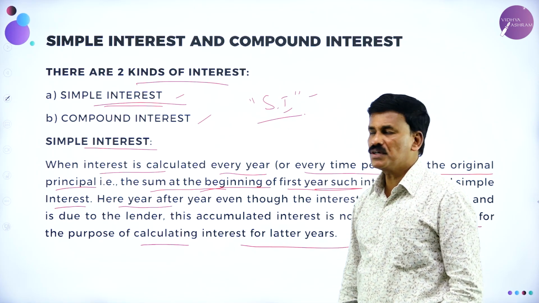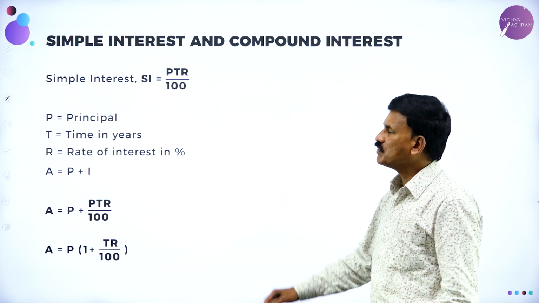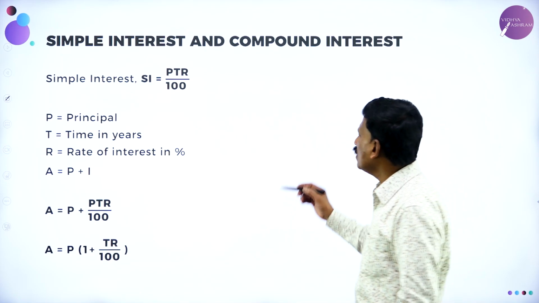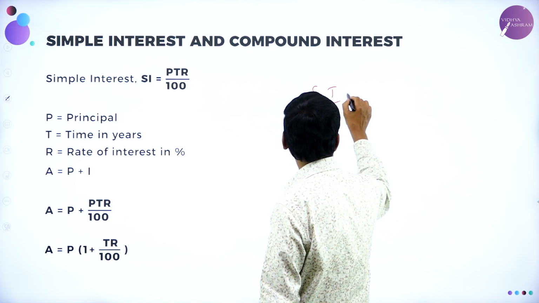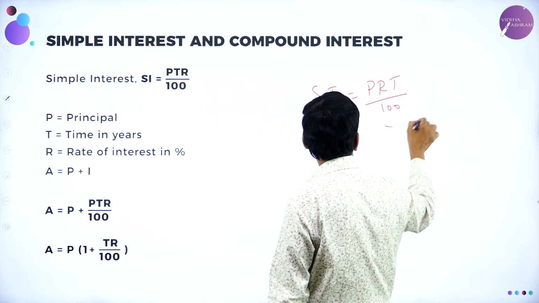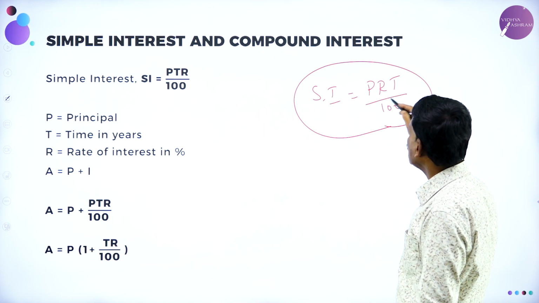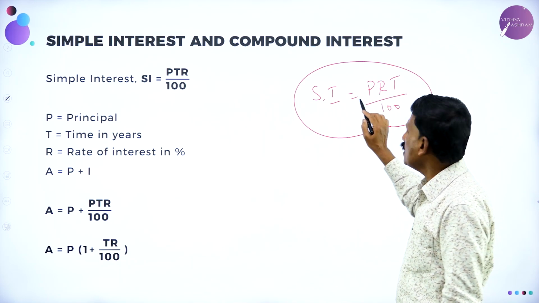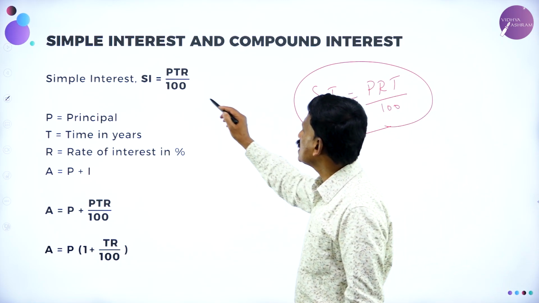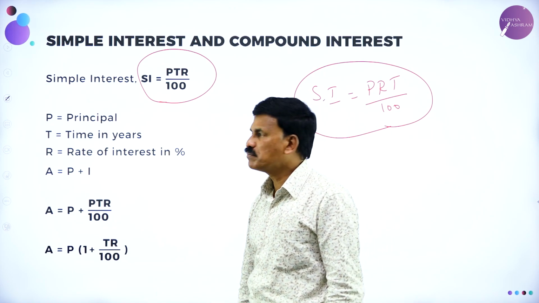Now, what is the formula for simple interest? The simple interest can be calculated using the formula SI equals PTR over 100, or you can also write it as simple interest equals PRT over 100. What is P? P is the principal, R is the rate of interest, and T is the time taken. So, the simple interest is given by PTR divided by 100.